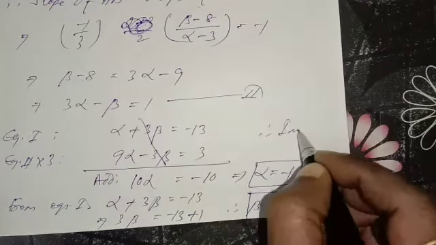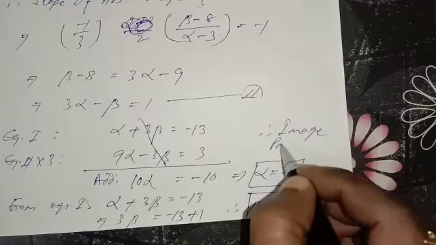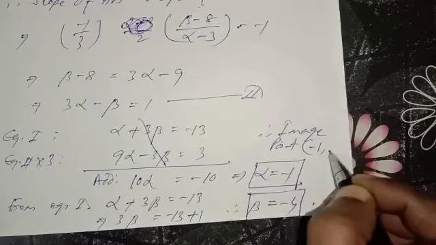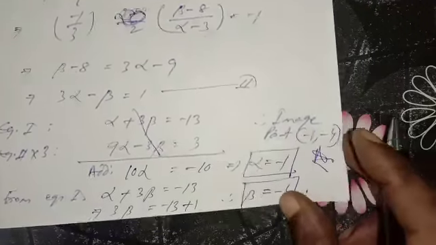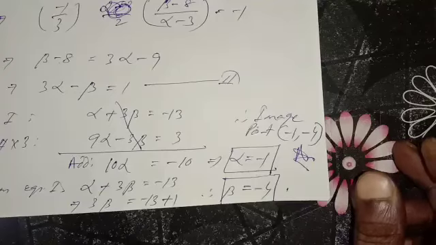Therefore, the image point is (-1, -4). (-1, -4) is the image point for this number 13.